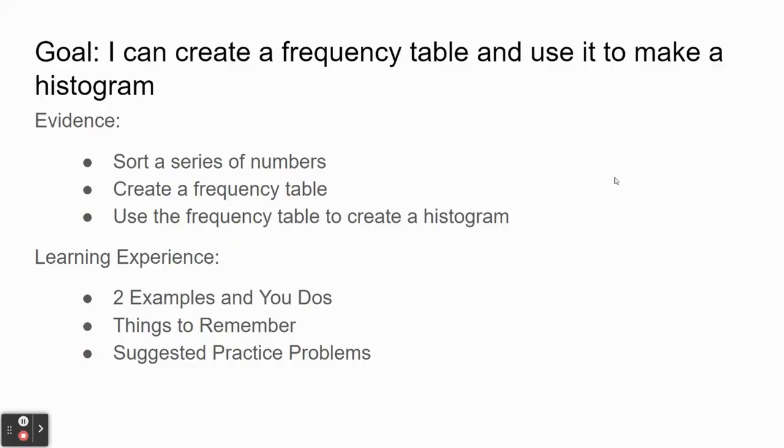Hello, in this video we are going to work on making frequency tables. The only reason we really want to make a frequency table is so that we can then use it to make a histogram. So evidence-wise, we're going to sort a series of numbers. We're going to do this in a slightly different way than we have before, but the same idea basically. We're then going to create a frequency table, and as I mentioned, we're going to use our frequency table to create a histogram. Our learning experience, we've got two examples and two you-dos as we have been doing recently.